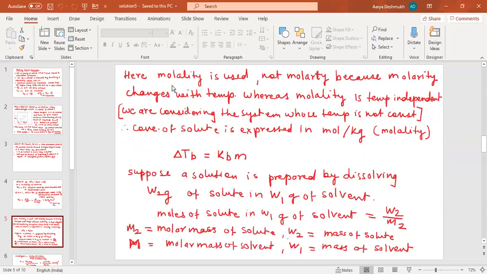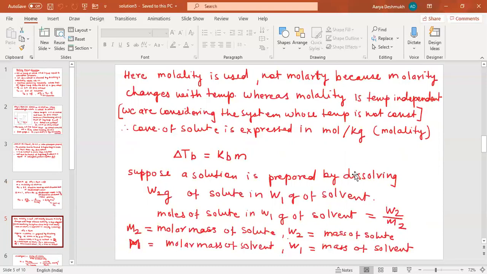Here molality is used, not molarity, because molarity changes with temperature, whereas molality is temperature independent. And we want a system whose temperature is not constant, because we are heating that system, so obviously the temperature would change. So instead of molarity, we should use the molality term. Therefore, the concentration of solute is expressed in moles per kg, that is molality. So delta TB equals KB into m.